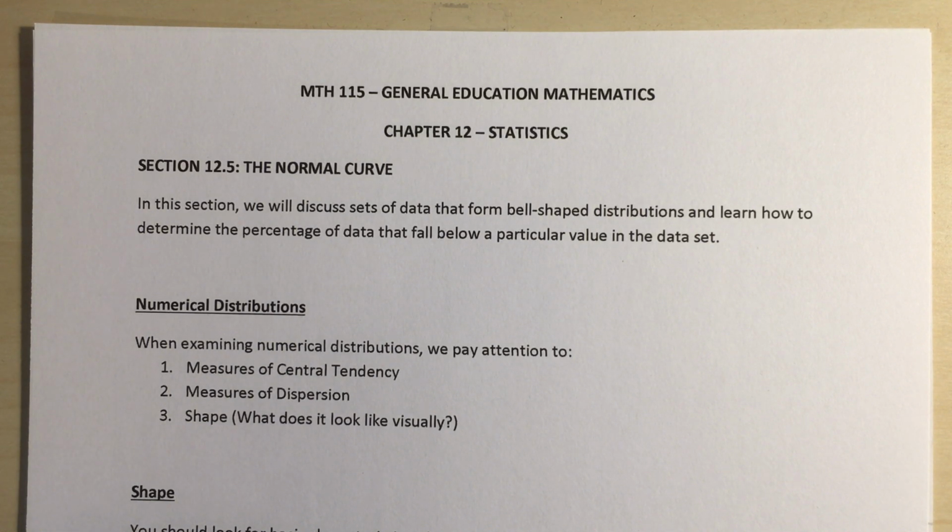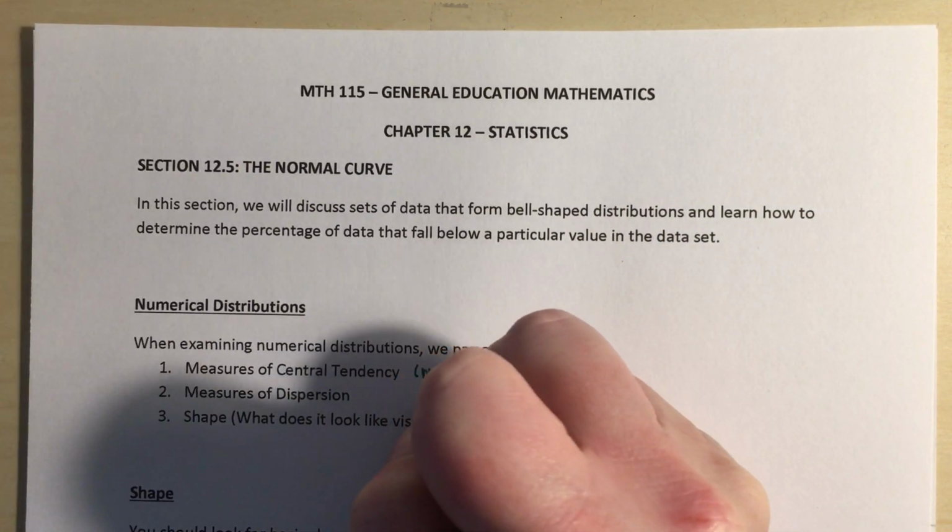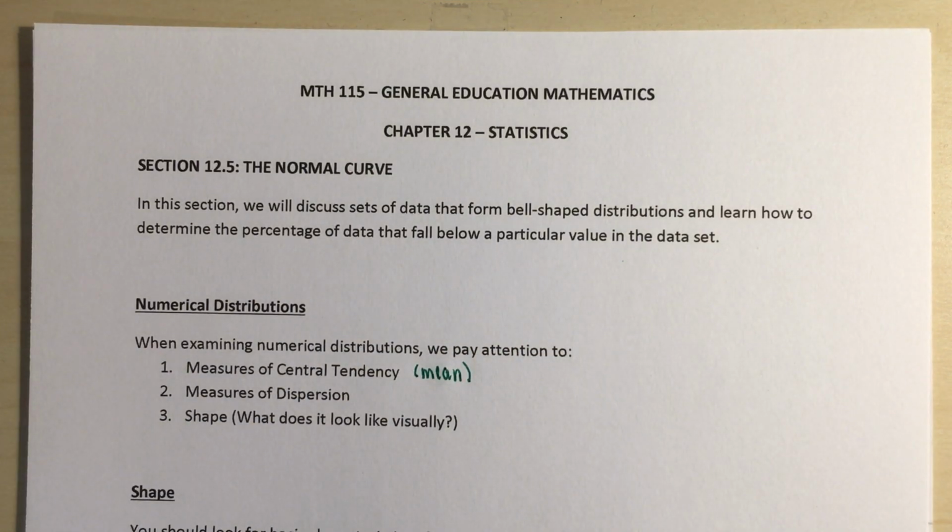have a bunch of definitions and some different things that we have to look at. So the first thing to look at is when we are examining numerical distributions, we are going to pay attention to measures of central tendency, which we talked about in section 12.3. In this particular section, we are going to be focusing on the mean as our measure of central tendency.